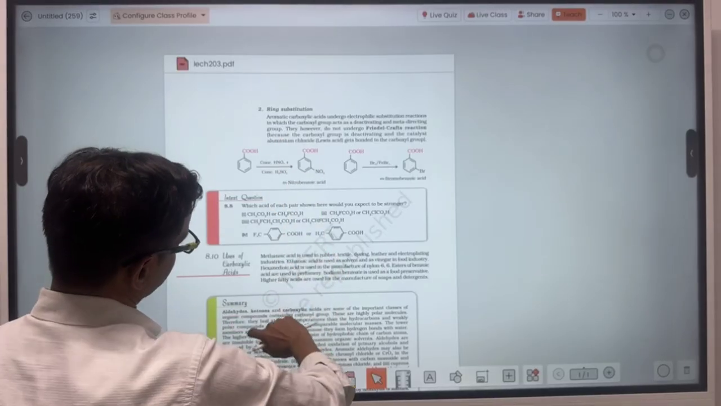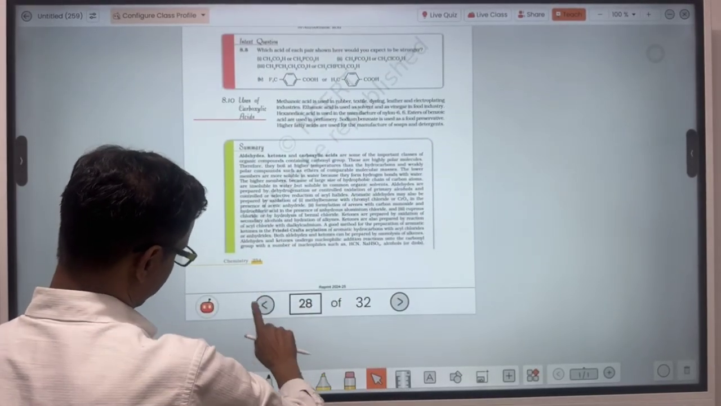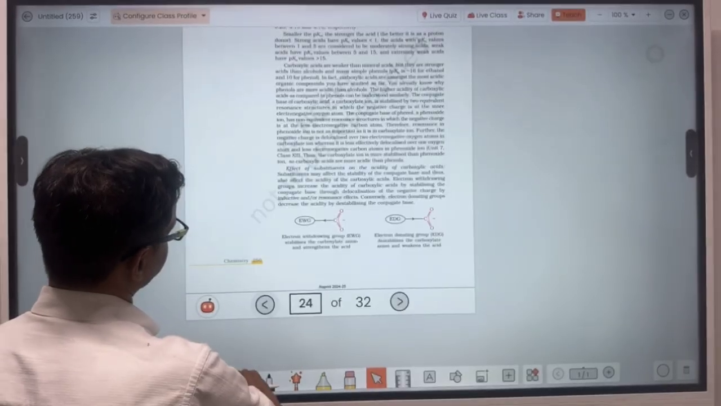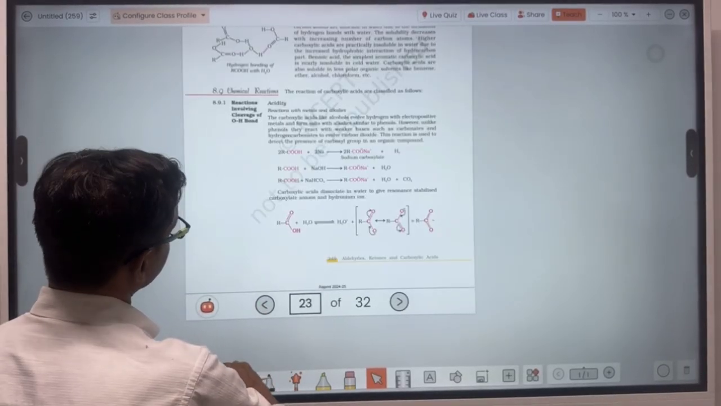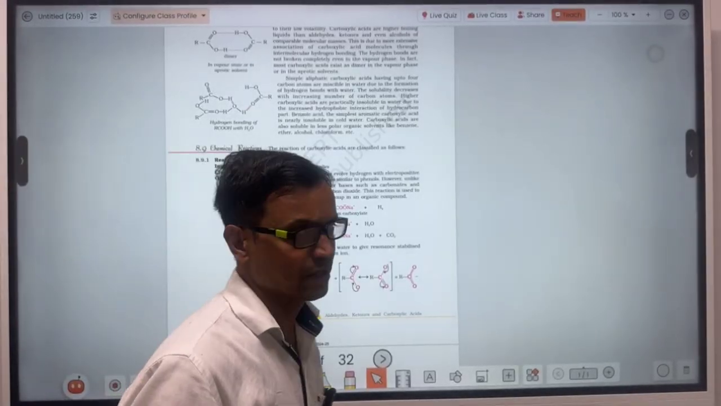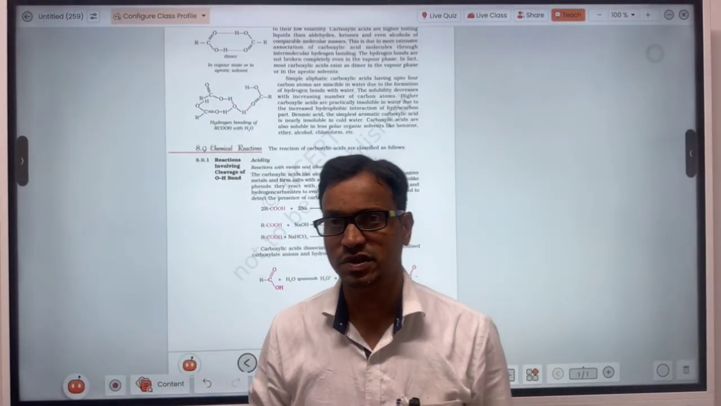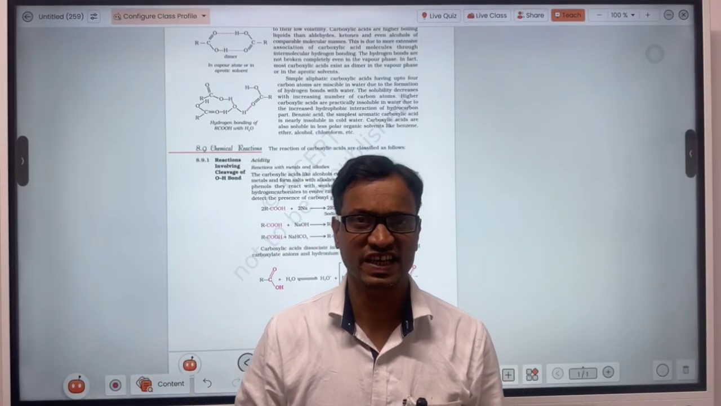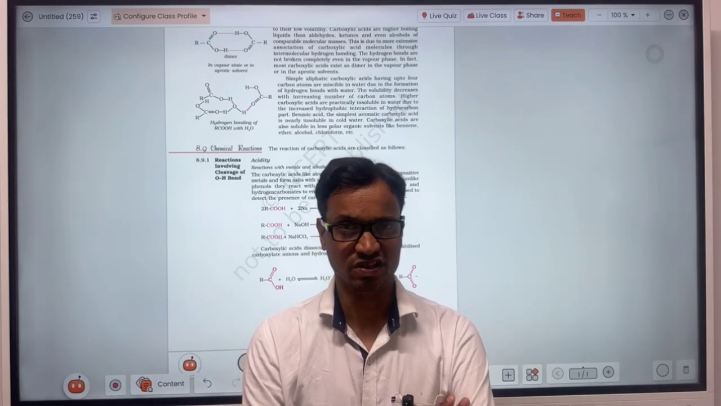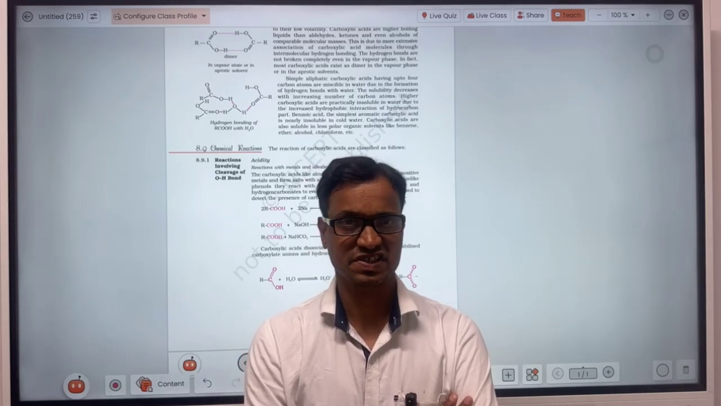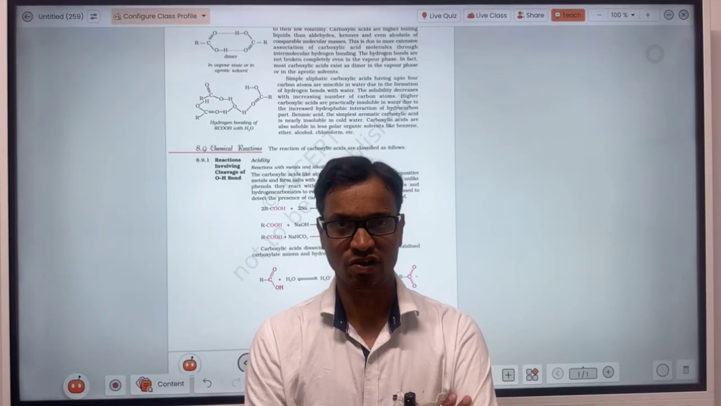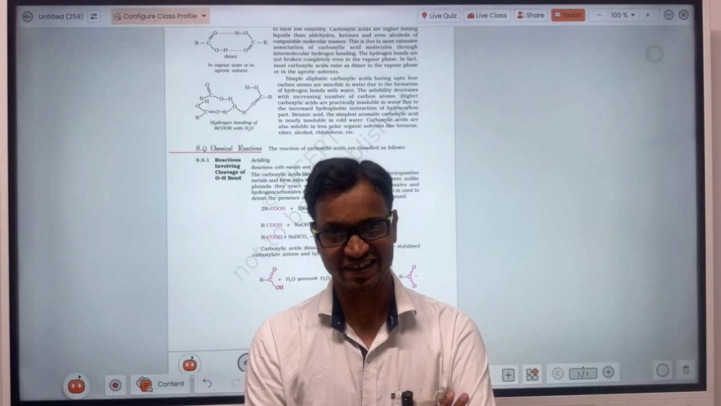Yes, one is that and ring substitution. So let's discuss them one by one. First one is acidity. So obviously, when there is cleavage of the OH bond, the carboxylic acid molecule will act as an acid, as in the case of alcohol, when the reaction happened due to cleavage of the OH bond, the alcohol was acting as an acid.